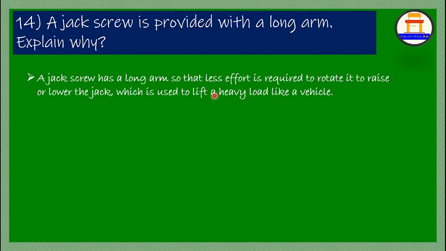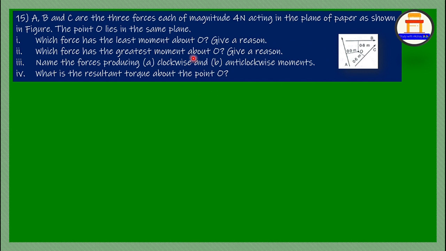Next, let's move ahead to the next question, that is the 15th one. This was basically a sample paper question as well. One of the specimen papers contains the same question, and the same type of diagram is also there. A, B and C are three forces, each of magnitude 4 Newton, acting in the plane of the paper as shown in the figure. The point O lies in the same plane.